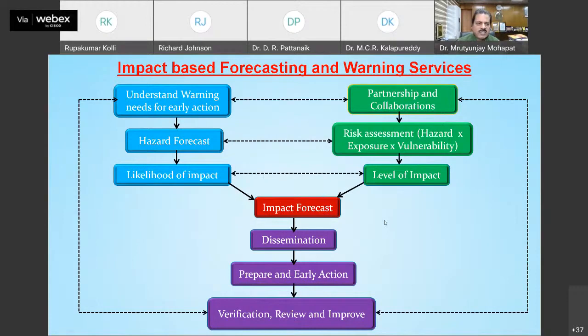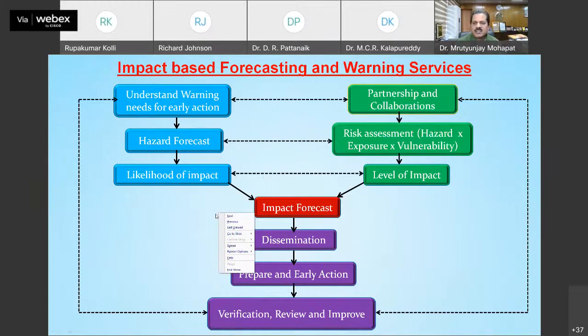forecast during the monsoon season especially, and also for other seasons. What we do in this is try to understand the warning needs for early actions through various meetings with the National Disaster Management Authority and State Disaster Management Authorities. Then we go for partnership and collaboration with many agencies within the country and outside. At the same time, we go for hazard forecasting. We try to prepare various types of severe weather indices and hazard modeling.